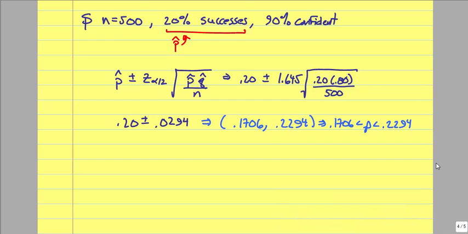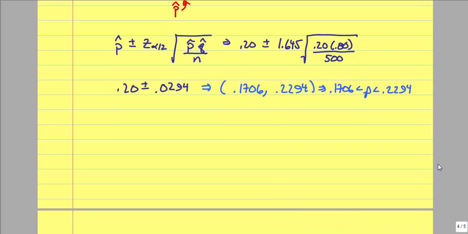Now sometimes what we want to know is how many do I have to sample in order to come up with a particular margin of error. So these we work backward, and these are called sample size determination problems.